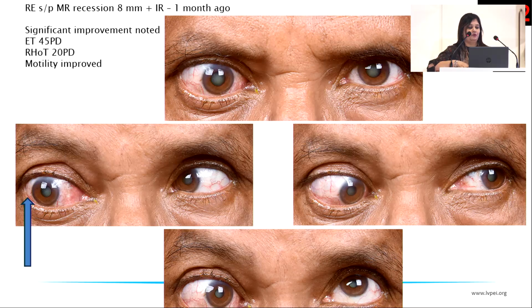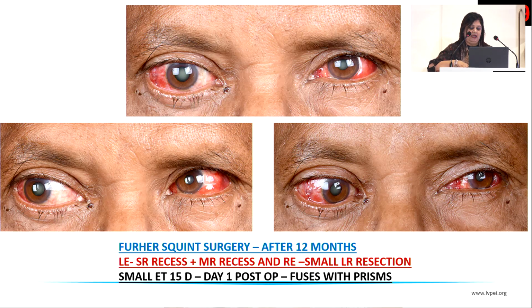The motility was somewhat better, but there is still that limitation of abduction that you can see in the right eye with the blue arrow. He was still bothered with his diplopia. In fact, now it was even worse, because his images were now in that field of vision and really disturbing him. He was fed up of patching, and he vanished for 12 months and came back again. Just last week he came back, and finally he agreed to further strabismus surgery after 12 months, and this time we went to the left eye.